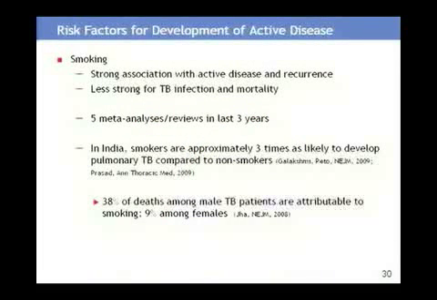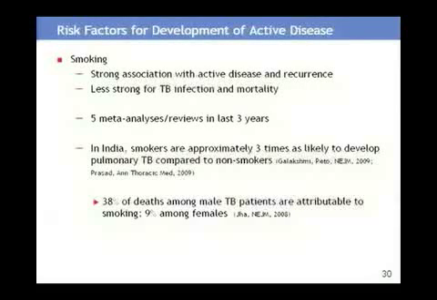Another risk factor for development of active TB is smoking. This is something that's been studied quite a bit in recent years, with 5 meta-analyses and literature reviews being published in just the last few years. There is a very strong association showing that current smoking increases your risk of developing active tuberculosis, and it increases your risk of recurrent tuberculosis. There is less evidence, but it is there, that suggests that smoking increases your risk of becoming infected with tuberculosis, and there's a growing body of evidence suggesting that smoking increases mortality among those with tuberculosis.